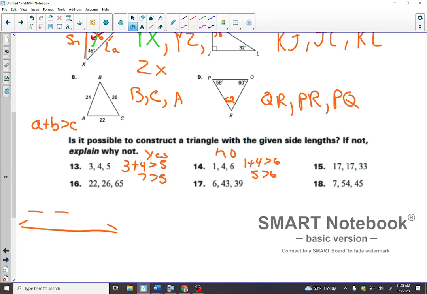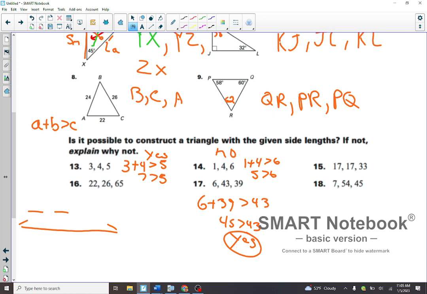No. So 17, please be careful. I guarantee one person will make a mistake if you don't actively think about it. They're going to do 6 plus 43 is bigger than 39, and find that to be yes. But no, it's the two smallest numbers. So for number 17, it'll be 6 plus 39 is greater than 43. In this case, 45 is bigger than 43, so it's a yes.